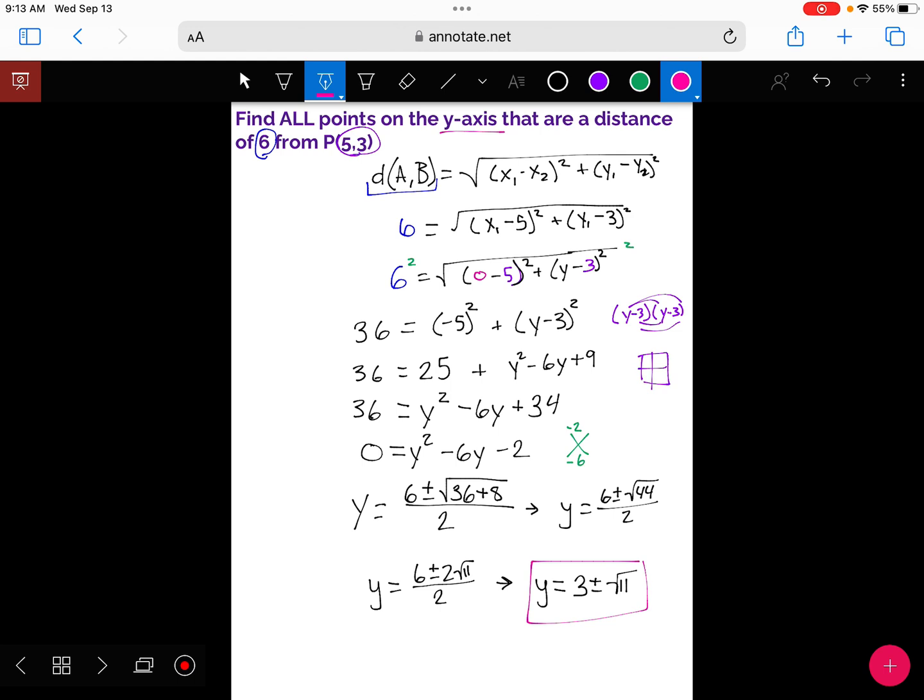Questions on this one, because these ones are beasts. They're real long. The midpoint ones are not as long. But I wanted to make sure we saw one like this too. Ready for me to change it?